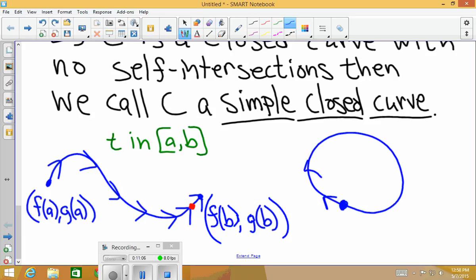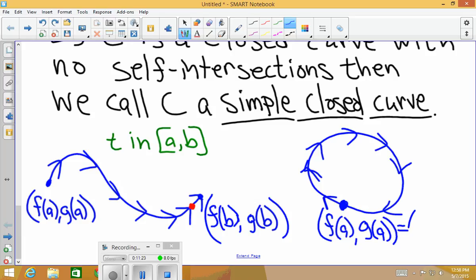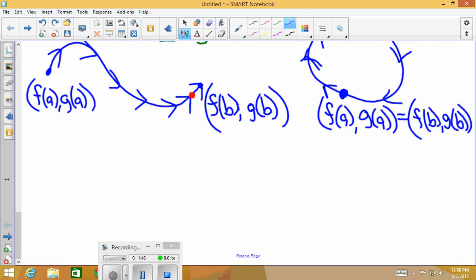Another example of a plane curve maybe something like this. Here, the initial point, f of a, g of a, is equal to the terminal point, f of b, g of b. So this curve is a closed curve. Notice that apart from the endpoints, the curve does not intersect itself. So in fact, this is a simple closed curve. And finally, we could have maybe a slightly more complicated example.